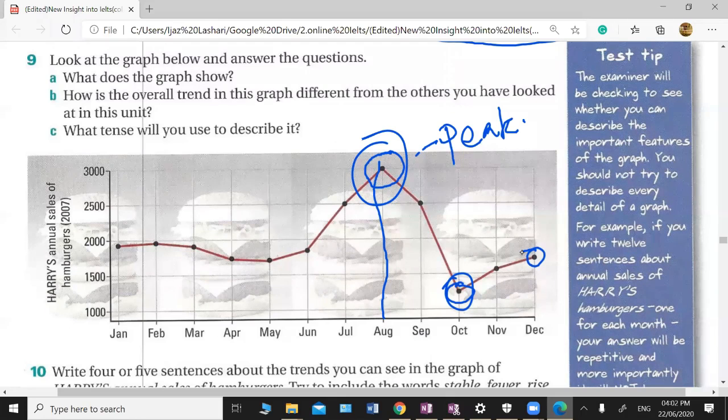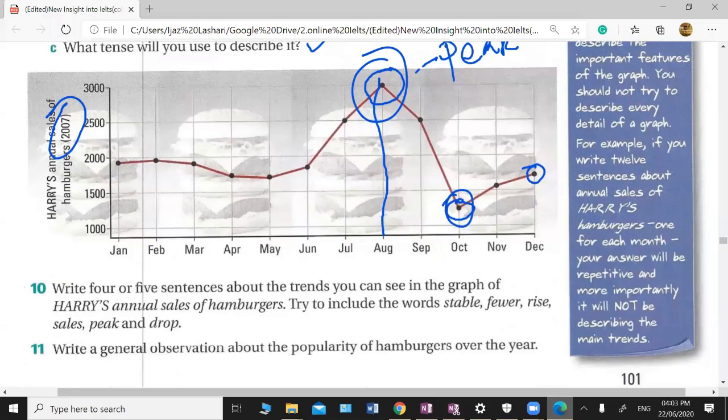What tense will you use to describe it? How will you describe it? It's like Harry's. It's 2007. Remember, and now we are in 2020. So, in which tense will you explain? Past. Anis, Anis is amazing. I'm happy. Mariam says past. Yes, it's past. You will explain it in the past tense. That's right. Zara says past. Yes, that's right.